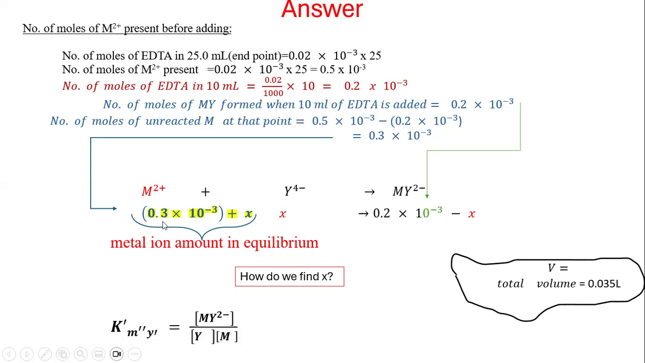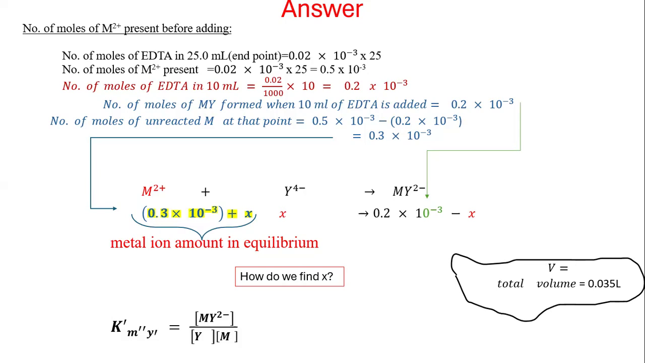So how do we calculate the unreacted M2 plus? To calculate the unreacted M2 plus, first you have to know how much had been there at the beginning and how much had reacted. So how do you calculate how much had been there at the beginning? At the very beginning, how much M2 plus did you have? Can you tell?